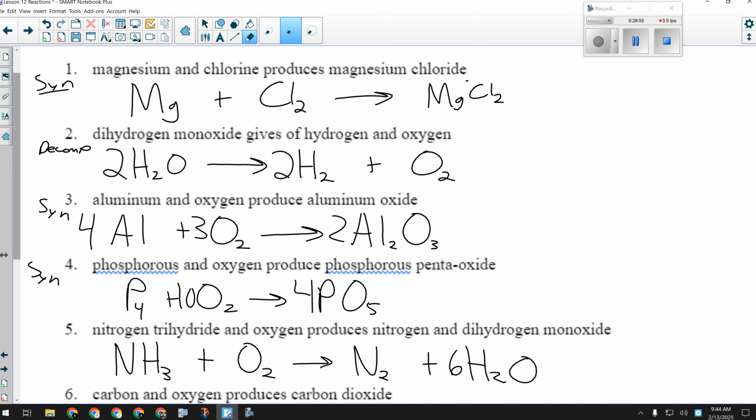Okay, all right, now I've got 6 oxygens on both sides. I put a 3 here. Oxygen's good. Okay, how many hydrogens do I have? 12. What do I need to put here? A 4. Right, 4 times 3 is 12. Okay, that gives me 4 nitrogens. What needs to go here? A 2. Is this reaction balanced now? It is.